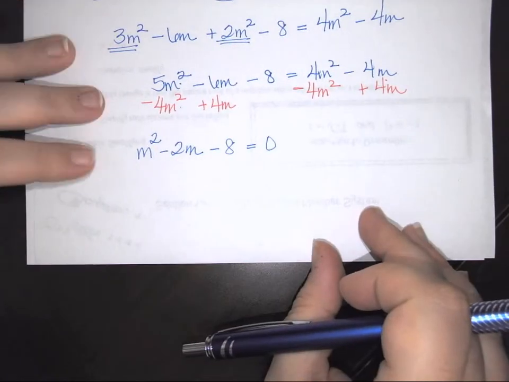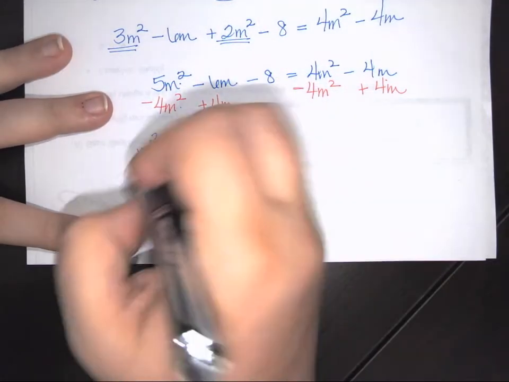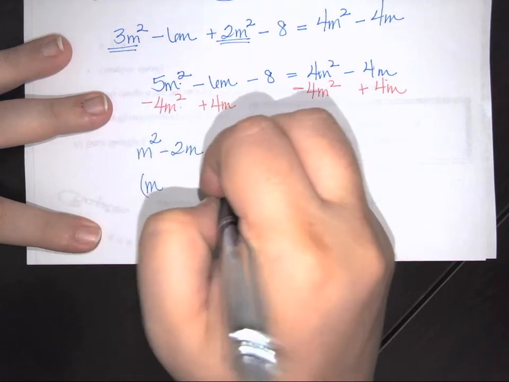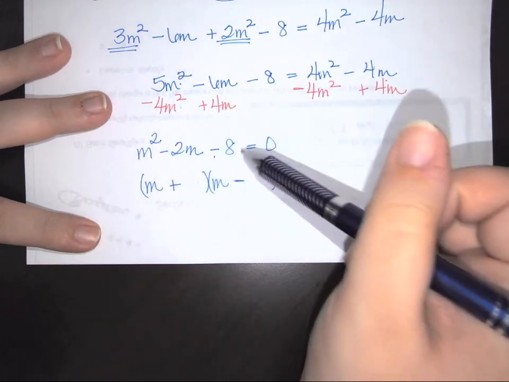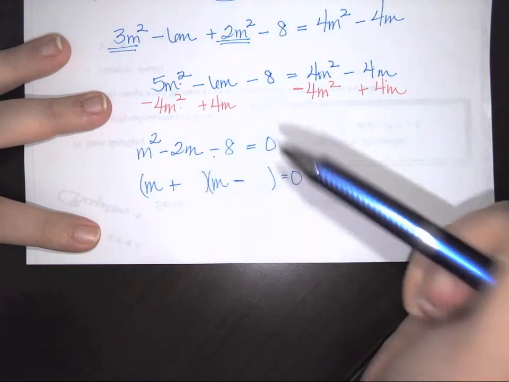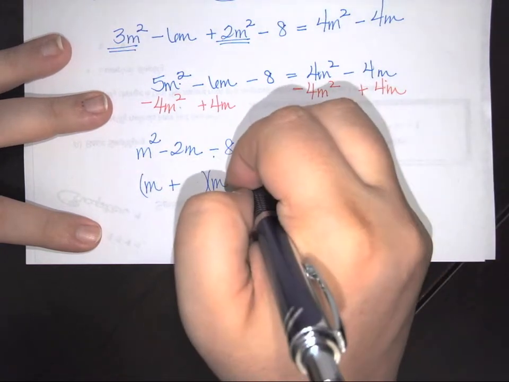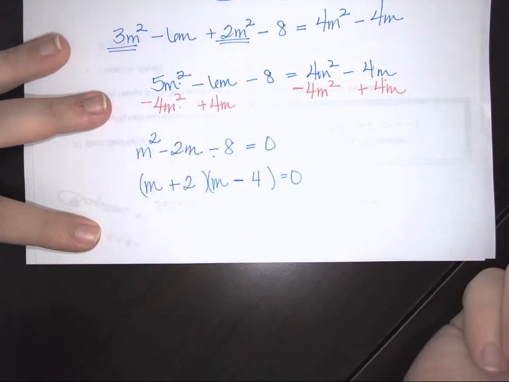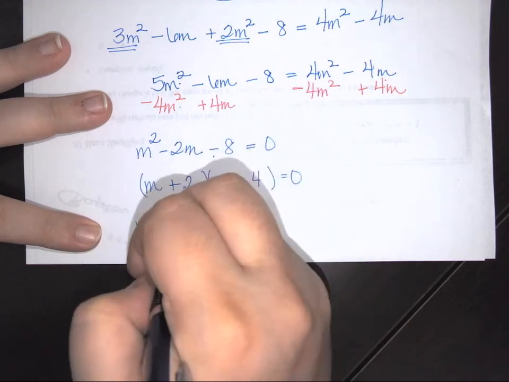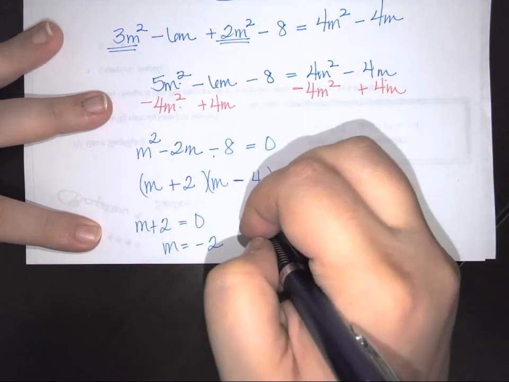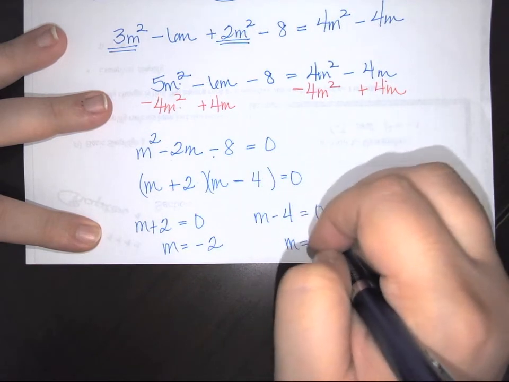I still have to continue solving, so this is going to be broken down into my factors. So I have m and m. My back term is negative, so I have one positive, one negative, and I need factors of 8 that give me negative 2. Well, my factors of 8 would be 2 and 4. Because my 2 is negative, the bigger factor is negative, so this is 4 and 2. So then I have m plus 2 is equal to 0, so m equals negative 2. And I have m minus 4 is equal to 0, so m equals 4.